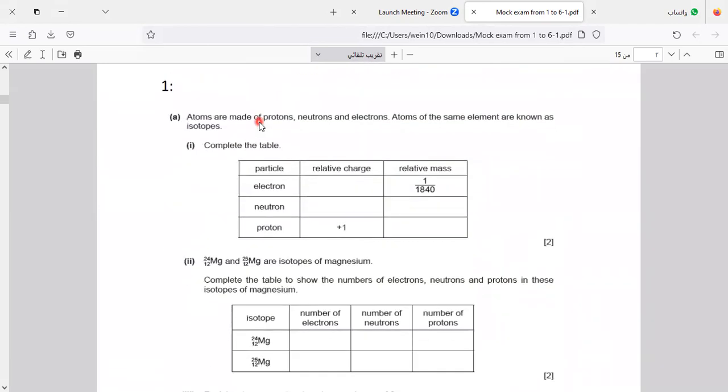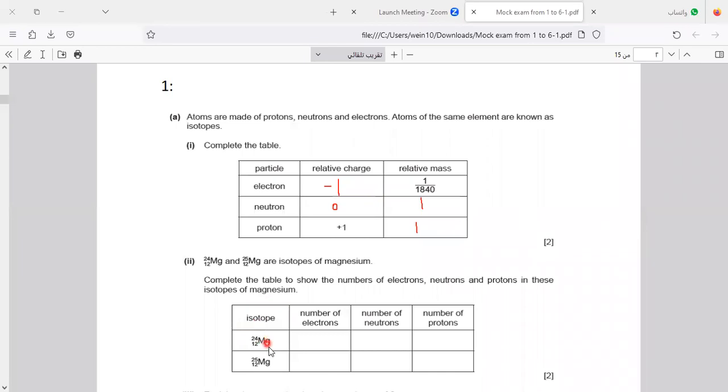The first question here, we need a relative charge of electron. You must write -1. Neutron charge is 0. Mass of neutron is 1. Mass of proton is 1 as well. This is the first question.